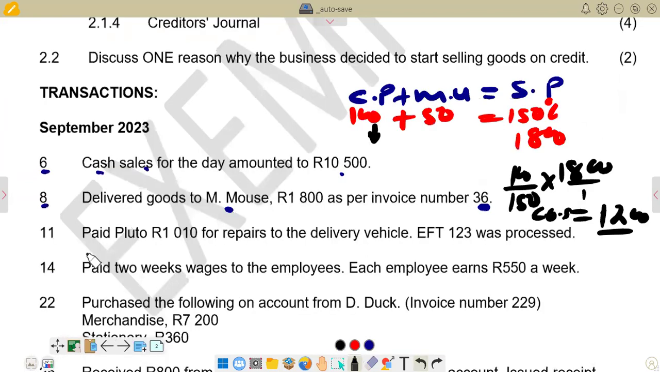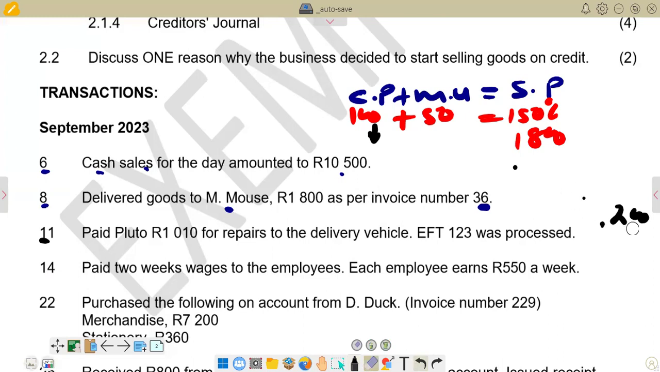We go to the next transaction, you see that we are now on September 11, say paid photo 1,010 as compared to the delivered vehicle, EFT was processed. So this is what we had. So let's just try to see how we are going to post this one. Remember, we are paying 1,010, and these are repairs that we have, and we're supposed to record it in the cash payment journal. Remember, this person is silent in terms of whether it was paid through cash or it was a credit. But since it's silent, it means we assume that the payment was through cash.